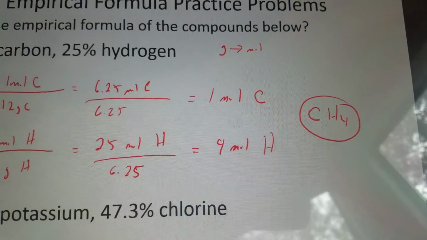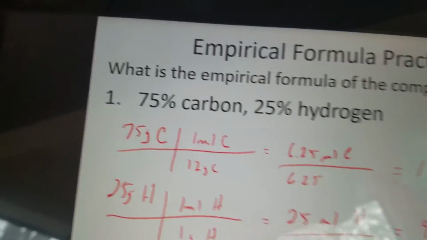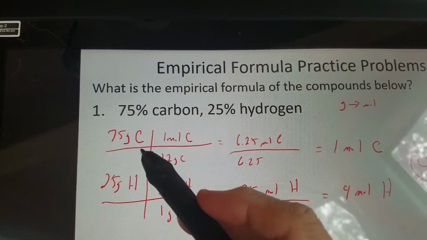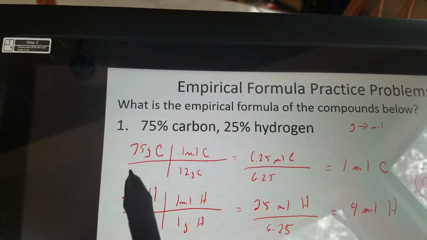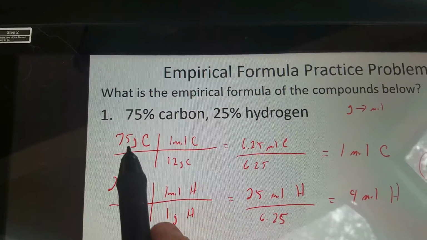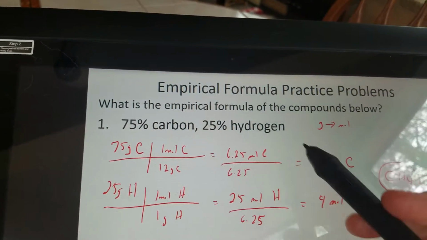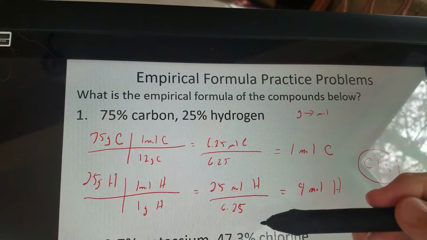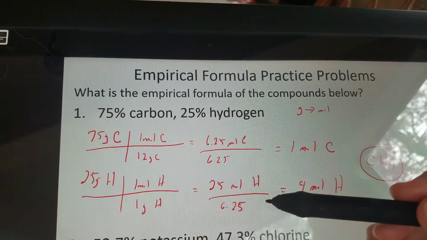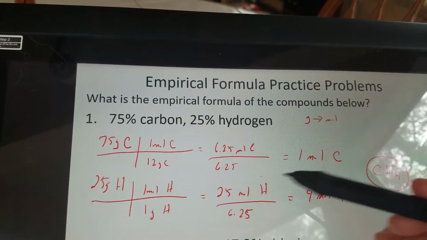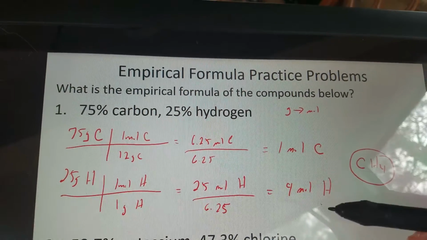So to review the steps, you'll take your percentages, express them in grams, convert your grams to moles. Once you get your mole values, you'll divide all the mole values by the lowest mole value, in this case 6.25. That will give your lowest whole number values.